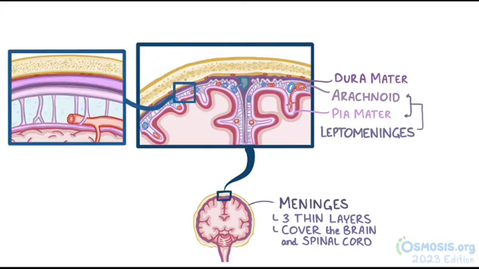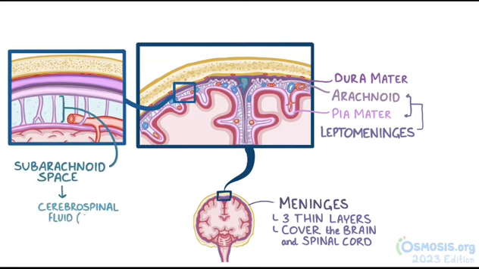Between the leptomeninges, there's the subarachnoid space, which houses cerebrospinal fluid, or CSF. CSF is a clear, watery liquid which is pumped around the spinal cord and brain, cushioning them from impact and bathing them in nutrients.